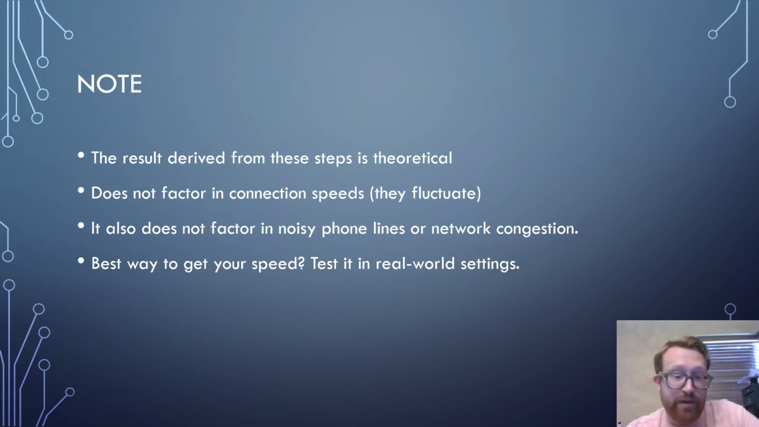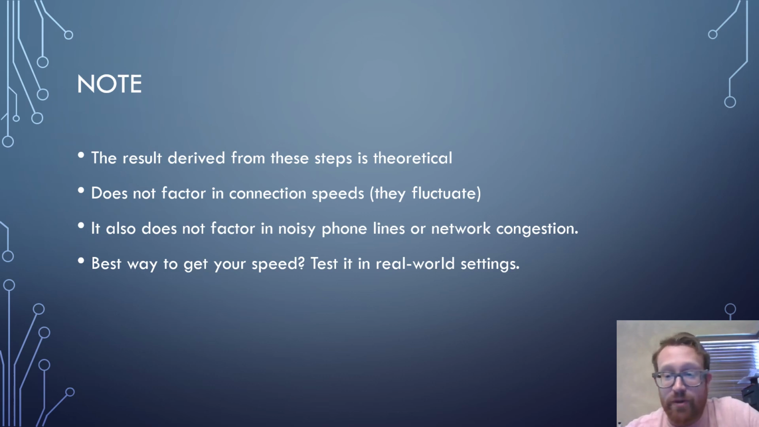The reason why it's for practice is because these are theoretical. Internet speeds fluctuate all the time. Connection speeds may differ, as you saw in the example when I was talking about the different types of connections. You saw there's a range, like minimum and maximum. That's not always guaranteed. It's going to depend on noisy phone lines, like if they have dial-up, and it's going to depend on network congestion, especially during our current situation.